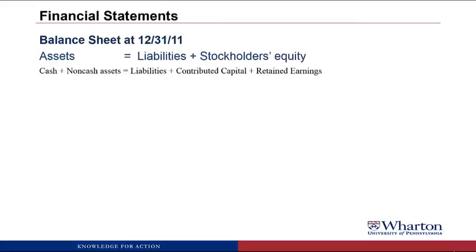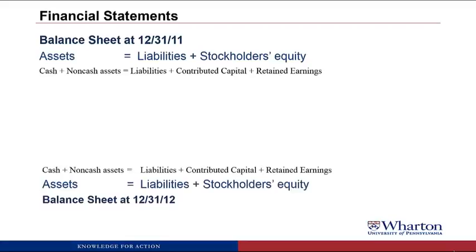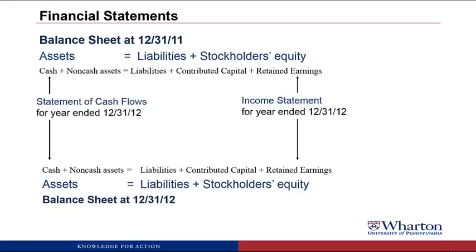So let's say we have a balance sheet at the end of December in 2011. Assets equals liabilities plus stockholders' equity. Now assets we can split up into cash and non-cash assets, so every asset that's not cash. And stockholders' equity we could split up into contributed capital and retained earnings. And we're going to talk more about these terms again later in the video. Then you have a balance sheet at the end of December 2012. So again, balance sheets are point in time. The income statement is going to give you the change in retained earnings due to business activities over the year. The statement of cash flows is going to give you the change in cash over the year.